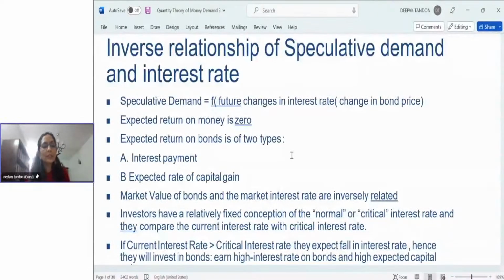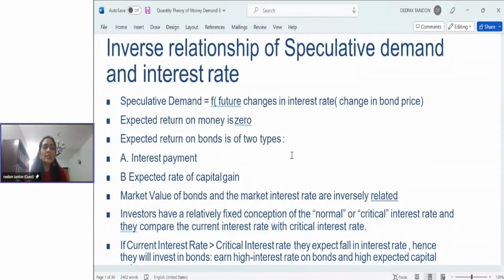So interest payment is one parameter. Number two is the expected rate of capital gain. These are the two factors which decide the expected returns on bonds, and which make people go for investing. So the market value of the bond and the market interest rates are inversely related. This is one takeaway from scenarios A and B. The price of the bond and the interest rates are inversely related.